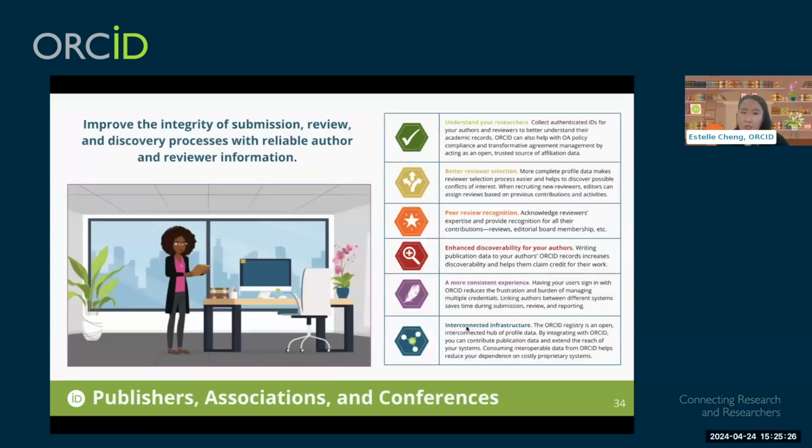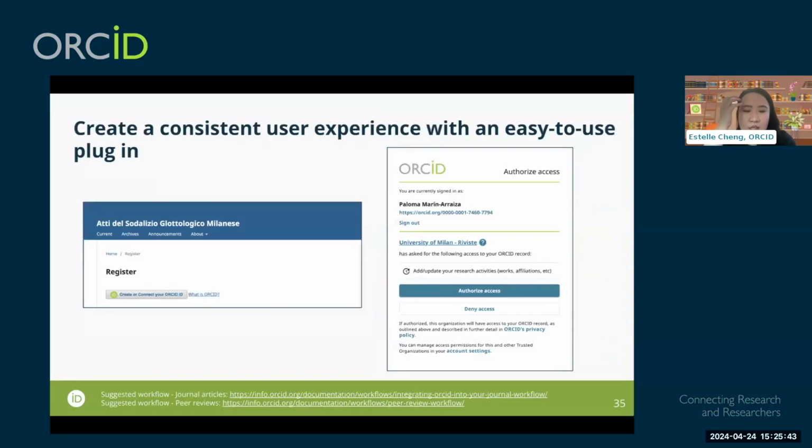And next, from publishers, for our members, if you are publishers, one of the top things you want to do is to improve the integrity of submission, review, and discovery process, of course, with reliable author and reviewer information. And as you may already know, OJS is well adopted globally. And by using OJS, an ORCID certified system, you can create a consistent user experience because you can, again, just from the beginning, invite researchers to connect their ID with your system.